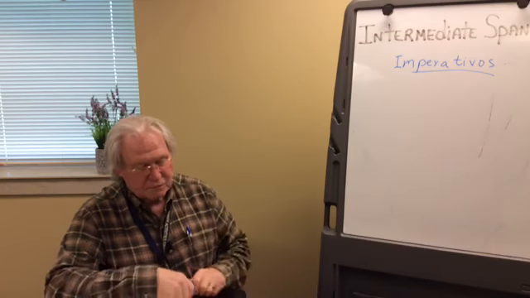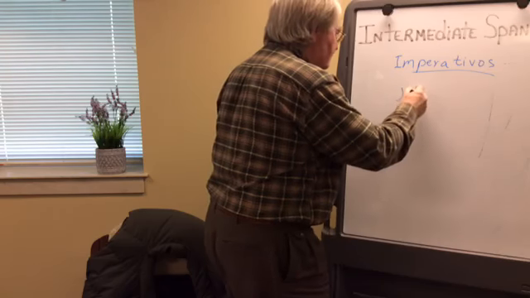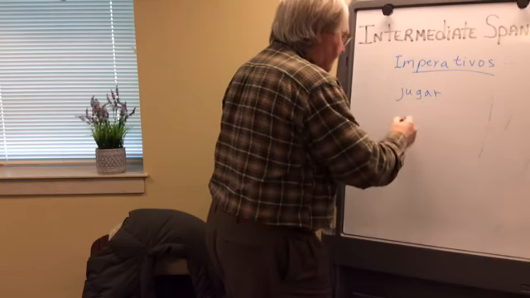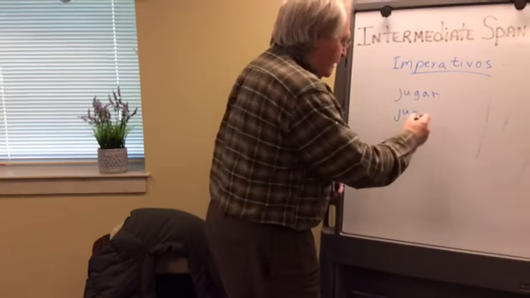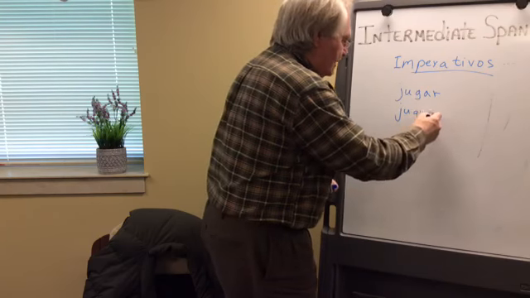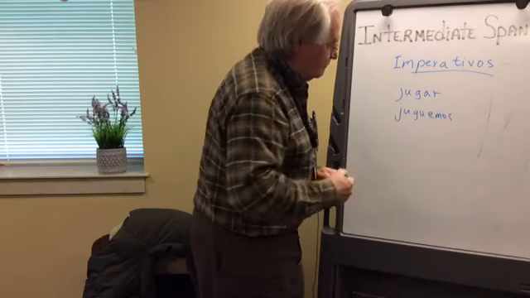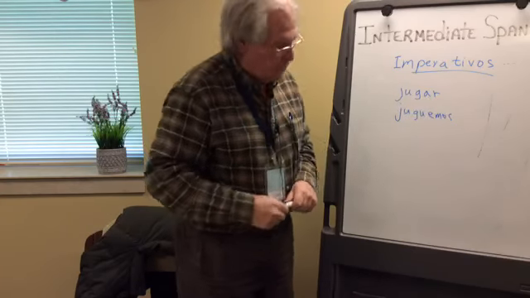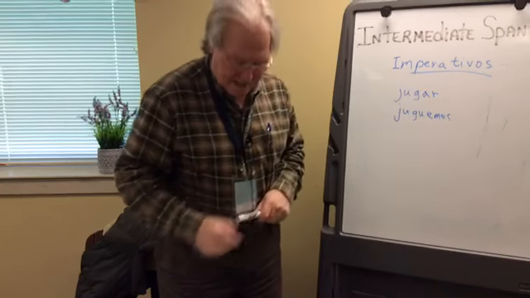Juguemos un poco. Now, what happened here? Jugar, to play. Jugué. We can't just put the E there. It'd be jugué. So we put this silent U there. Juguemos. We want to preserve the hard G's, so we use that silent U before E and I.